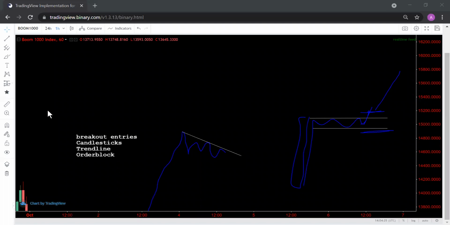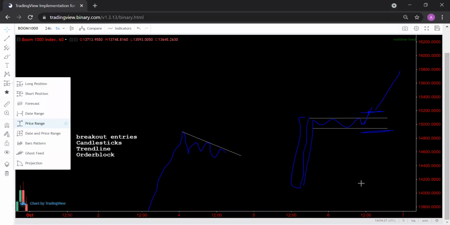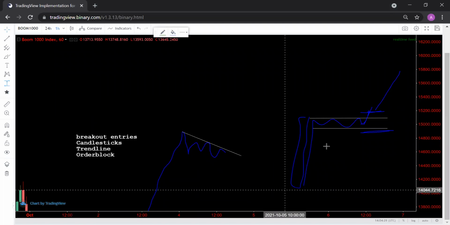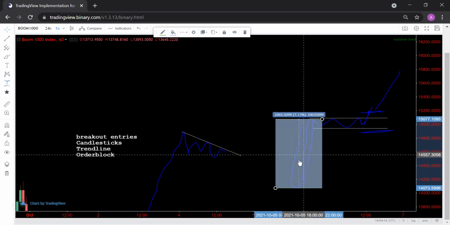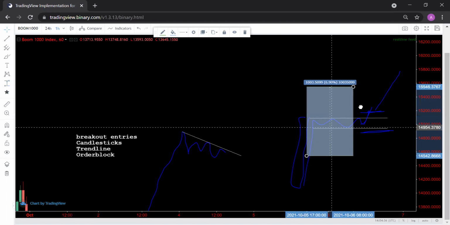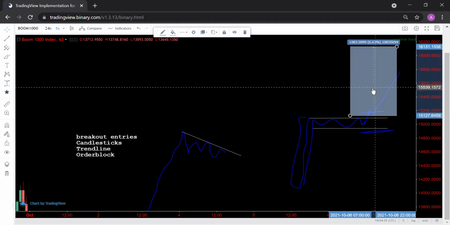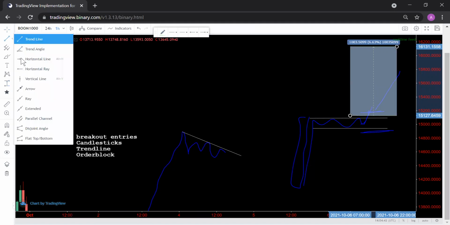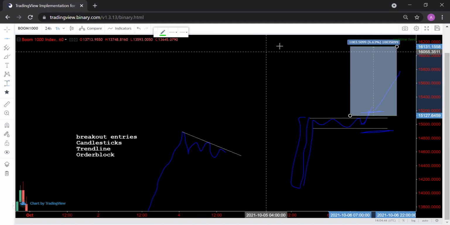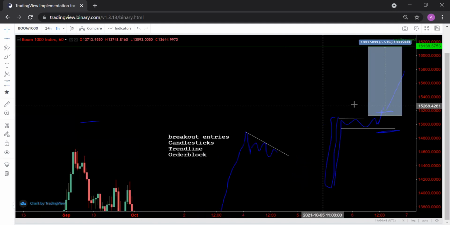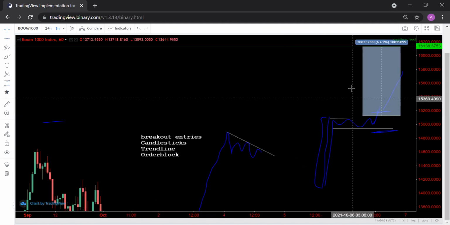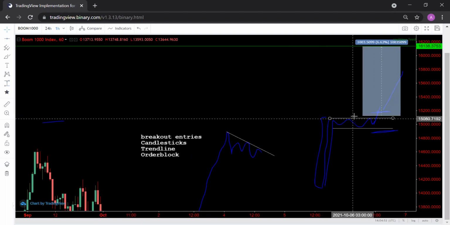So what I mean actually is that you measure the length of the pole, then you take it to where the breakout occurred. Now you see, as you're buying a setup like this, it means our take profits will be estimated for this price level or price zone, guys. So this is actually how you take entries using breakouts.